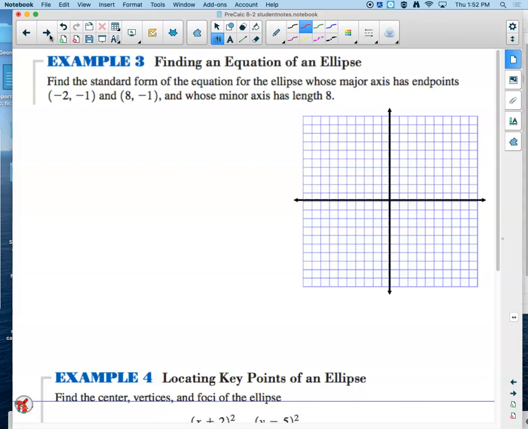Well, if these are the endpoints of the major axis, that makes them vertices. So we would want to put those on our graph at -2, -1, and at 8, -1. And halfway between those two is going to be where the center is. So I'm going to write down these coordinates and realize they both stay with -1 on the y's. What I really need is halfway between -2 and 8. So -2 plus 8 divided by 2 would be the average, and that's how we would find the new x coordinate. So that's 6 over 2, which is 3. So our center is at 3, -1.